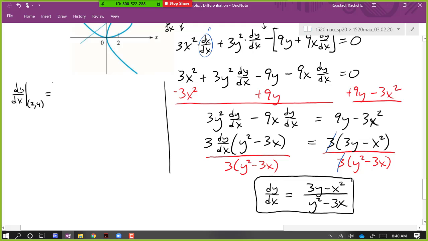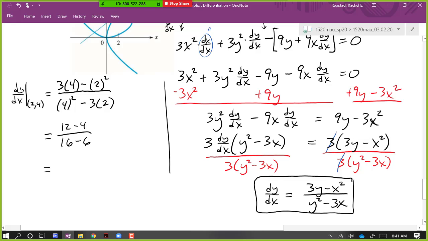So we've got, let's see, I'm going to put in 4 for y, so 3 times 4 minus 2 squared over 4 squared minus 3 times 2. So that's 12 minus 4 over 16 minus 6, which is 8 tenths or 4/5, and that is positive. That kind of jives with what it looks like.